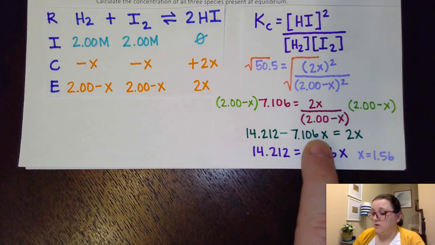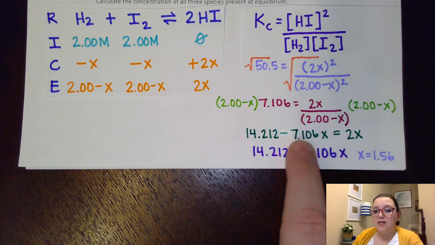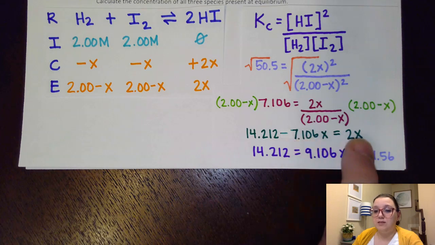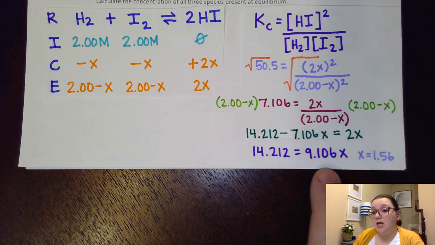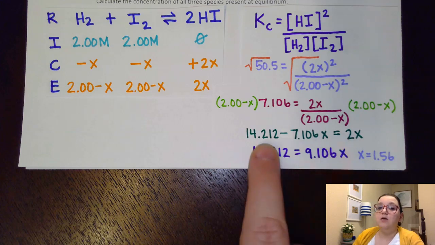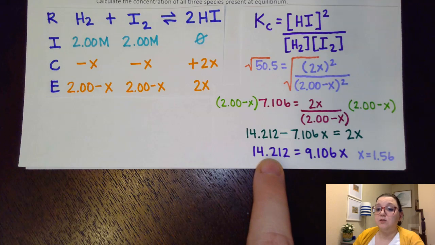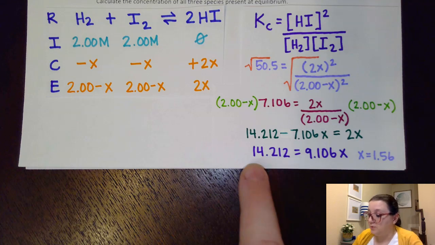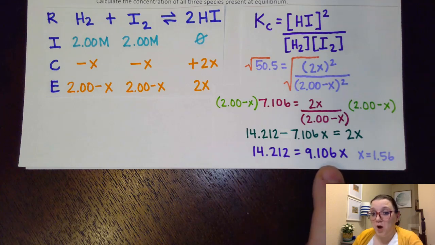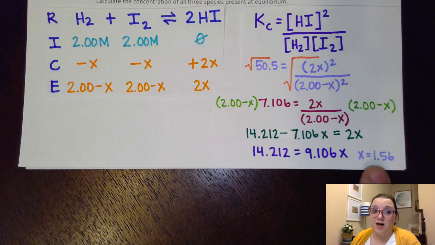Now, to finish solving this, I would need to combine like terms. So what I did is I added 7.106x over to this side. That got me 9.106x, but then I would still have that equal to the 14.212 that's still over here on this side. So then, this dark purple equation here, what I would do is divide both sides by 9.106, and that would isolate x by itself. And that gets me that x is equal to 1.56.